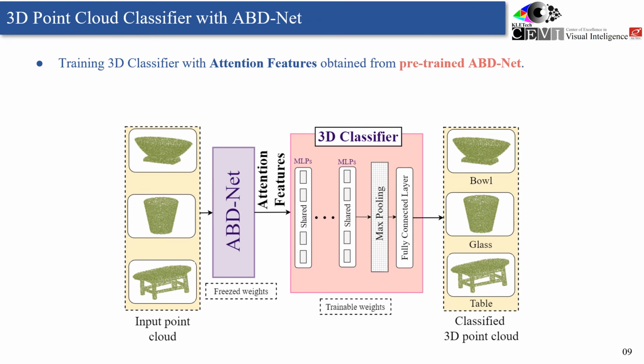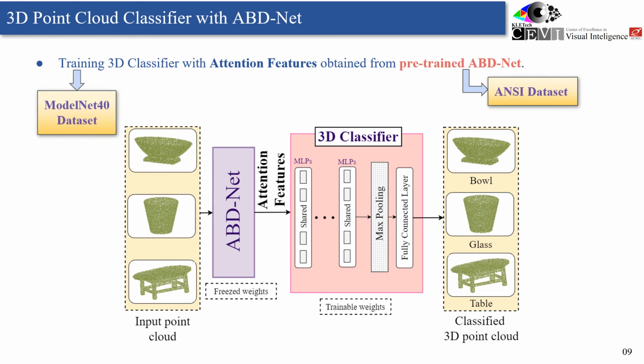To show the effectiveness of the attention features learned by a trained ABD-Net, we train a 3D classifier using its attention features. Note that ABD-Net is trained on the ANSI dataset and the 3D classifier is trained on the ModelNet40 dataset. The architecture we use for the 3D classifier is very simple, which includes 4 shared MLP layers followed by a max pooling and 1 fully connected layer. Similar to transfer learning, the weights of the pre-trained ABD-Net are frozen while training the 3D classifier. The input of the 3D classifier are point coordinates of the input point cloud and the corresponding attention features acquired by the pre-trained ABD-Net.